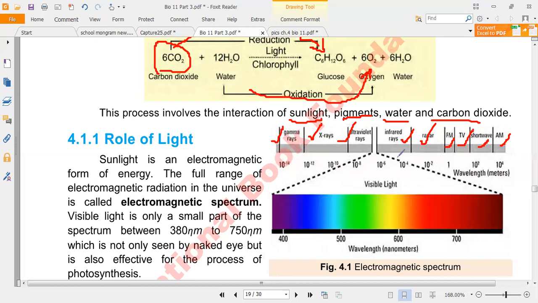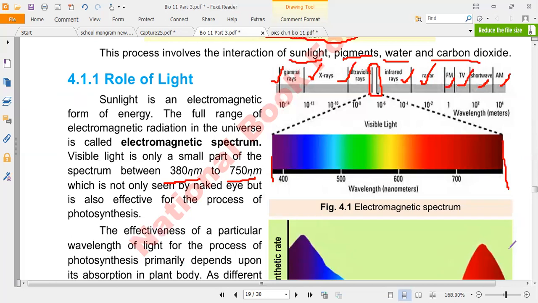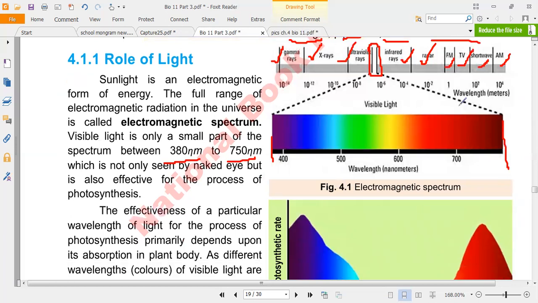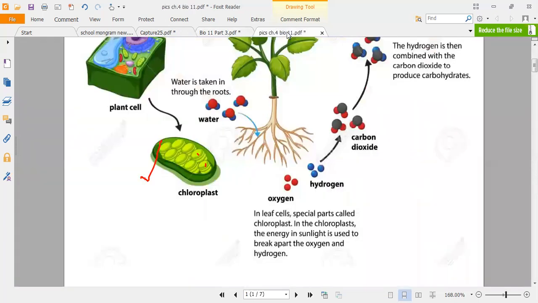This completely is called the electromagnetic spectrum, but only a very small portion of that light reaches us on the ground, and we can assume that this is sunlight, that is reaching our earth. It is 380 nanometers to 750 nanometers in wavelength, that is visible light, which we can see with our naked eye, but the others we cannot see with the naked eye.